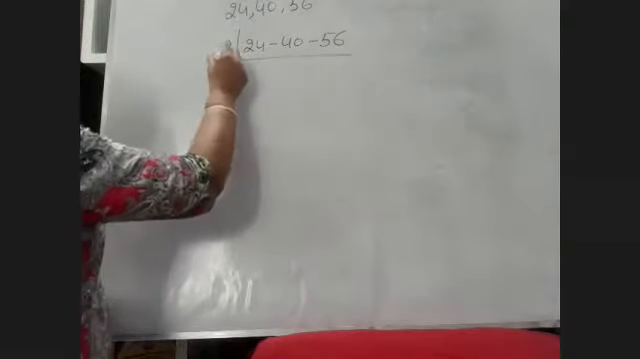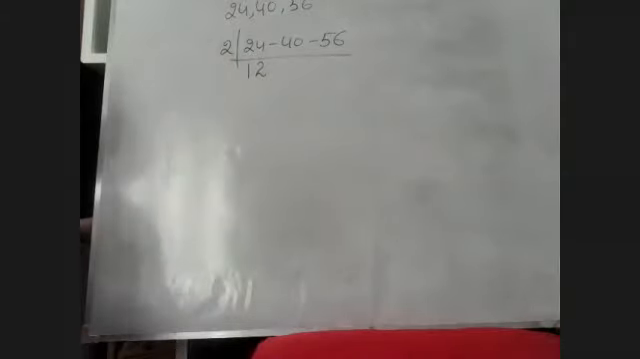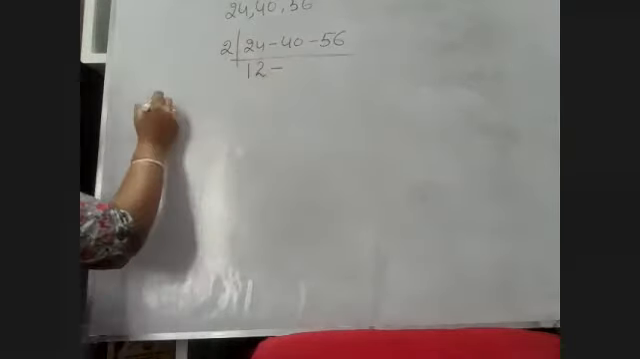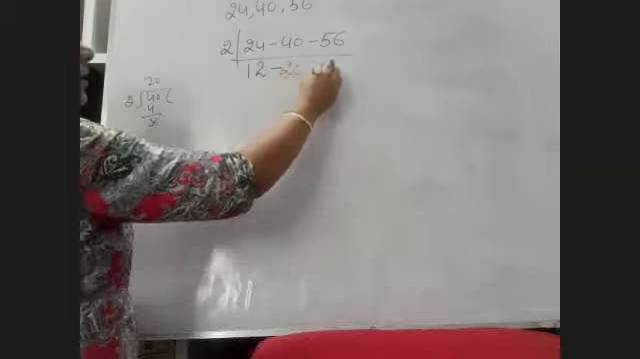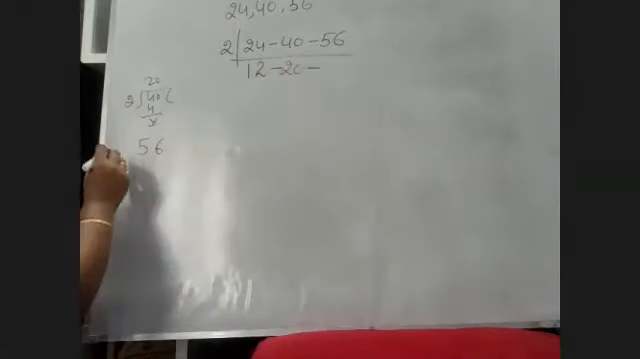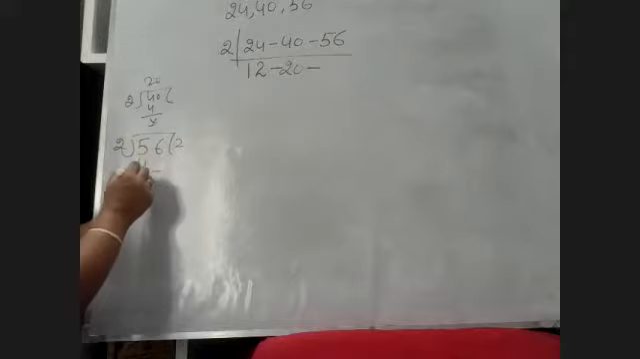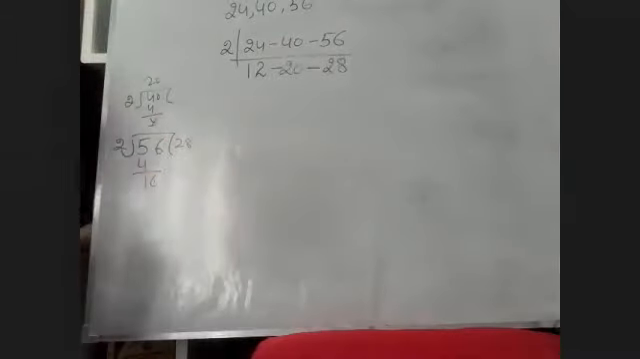Now, these 24, 40, and 56 are all even numbers. So, all even numbers are multiples of 2. So, in the first step, we divide by 2. 24 divided by 2 is 12. Next, 40 divided by 2 is 20. Next is 56. 56 divided by 2 is 28.